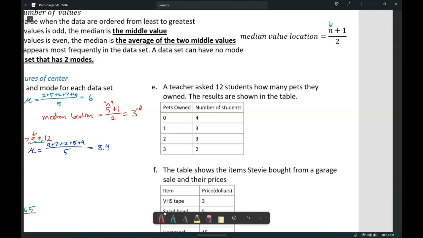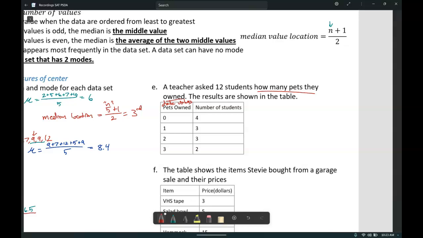A teacher asked 12 students how many pets they owned, and the results are shown in the table. So here we have pets owned and the number of students. Well, we need to think very carefully about how we use these values to calculate mean, median, and mode. Okay? The number of pets owned are our data values.